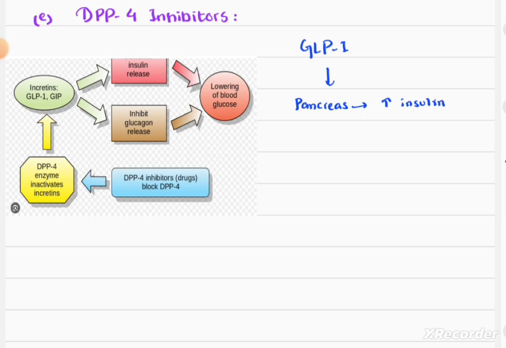It also limits or inhibits the glucagon release. So it has two mechanisms. The first is that it increases the insulin release, and the second is that it inhibits the glucagon release. Both these mechanisms result in the lowering of the blood glucose. So this is how they have their anti-diabetic effect.